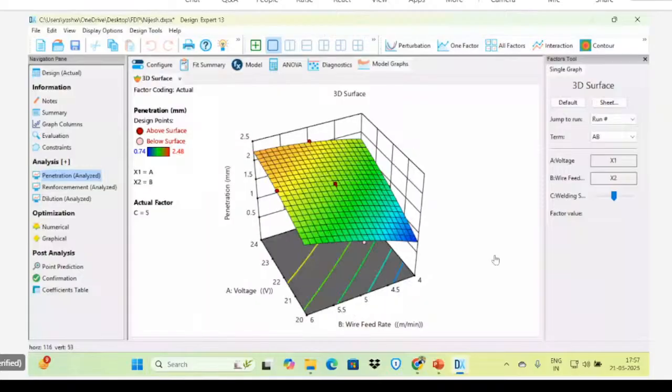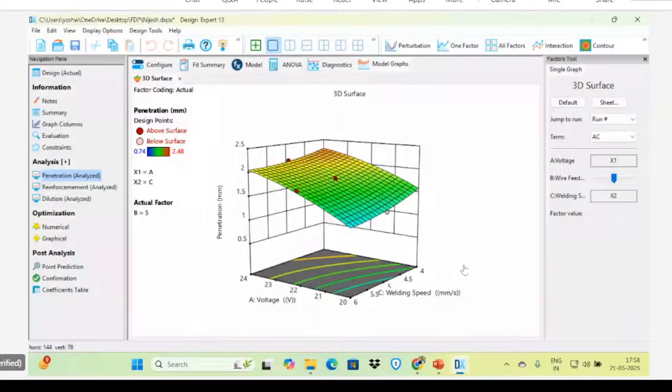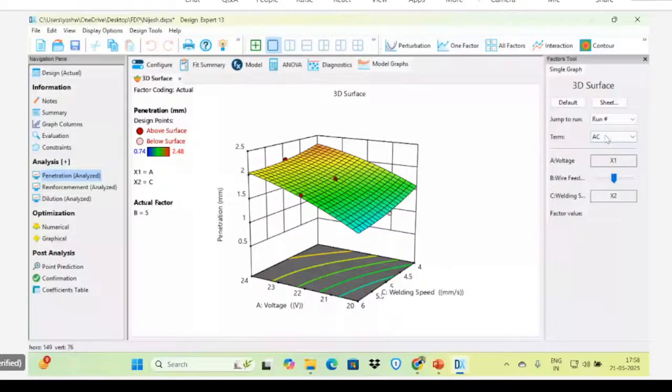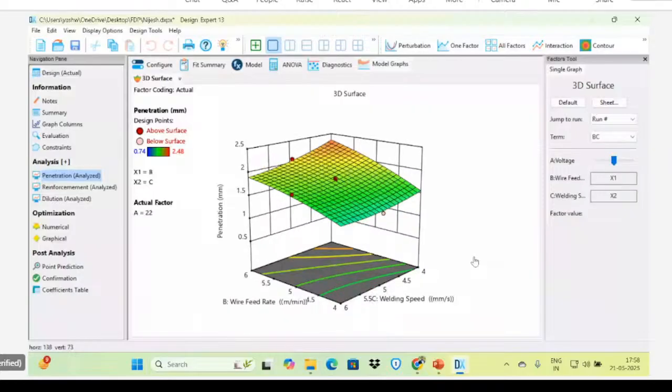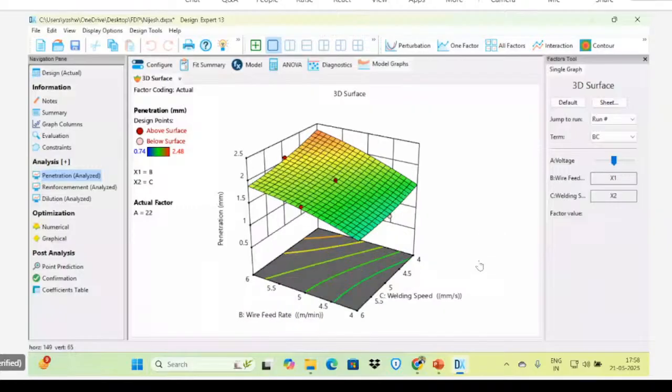And you can change the combination, AC combination. You can see how we can analyze these things. Then BC. So this all is for the penetration. We have just analyzed one output factor. It takes time, but the optimization can be done easily. It's very easy optimization.